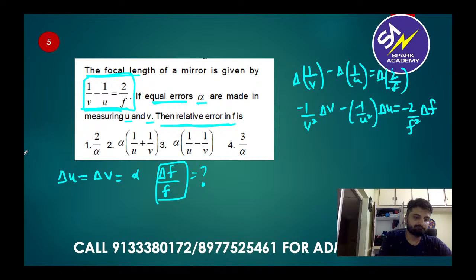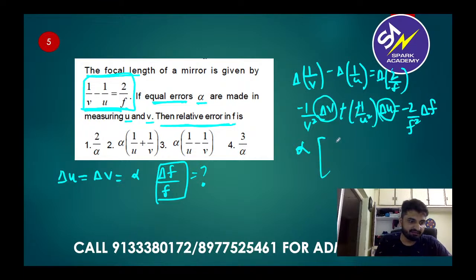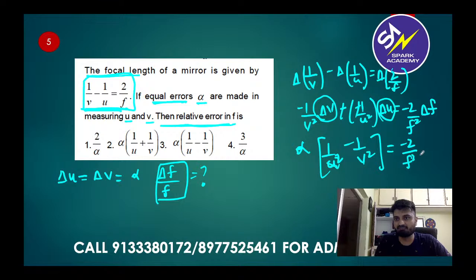Great. So what can I do now? Minus, what is delta V now? Delta V is nothing but alpha, right? So I can take alpha, this is alpha, this is also alpha. So if I take alpha common, you will get 1 by u square minus 1 by v square, that is equal to minus 2 by f square delta f.